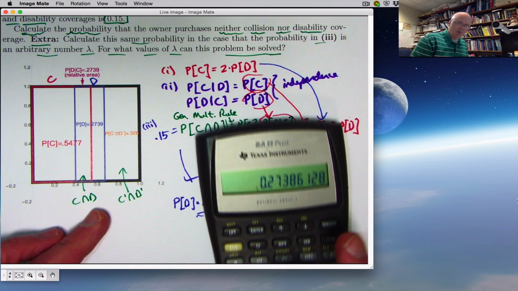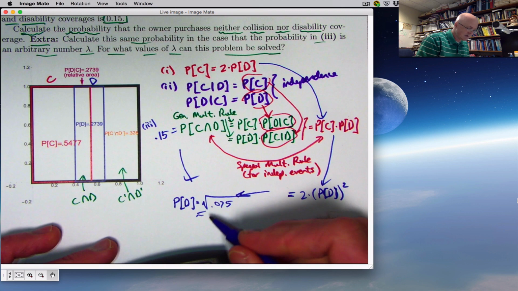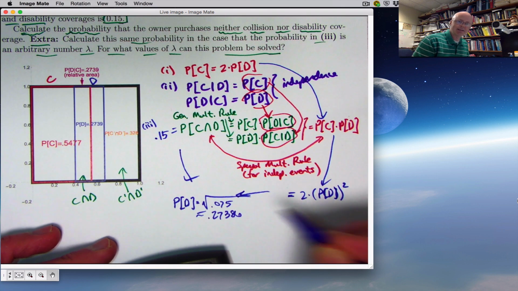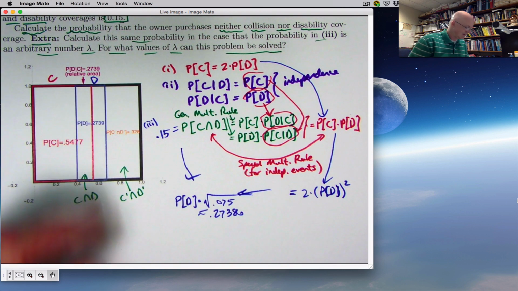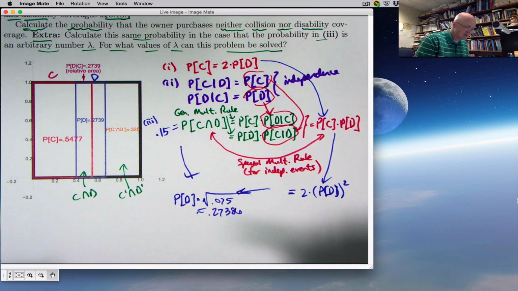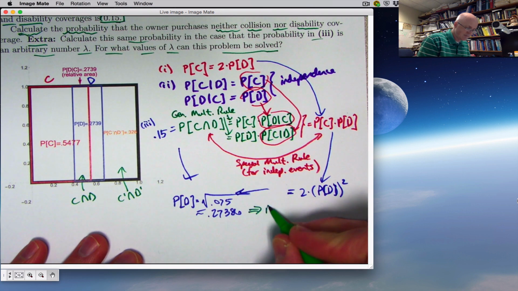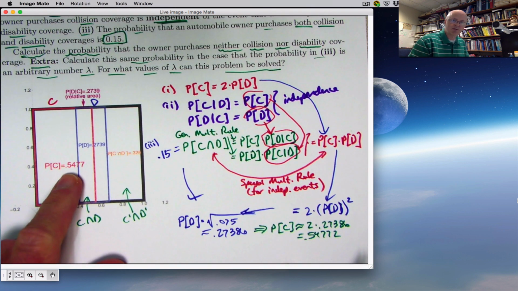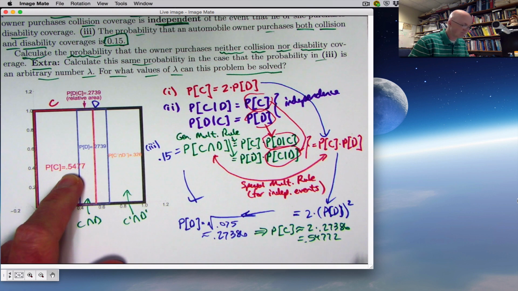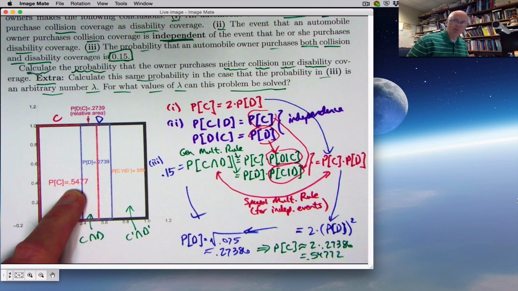0.075 square root is about 0.27386. In the diagram, I rounded to 0.2739. P of C is twice that. P of C is going to be approximately 2 times 0.27386, which ends up being 0.54772. I rounded to 0.5477 right there in the diagram. That's the information we know.